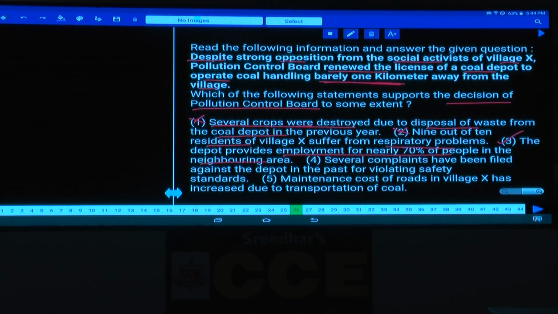Then fourth one, several complaints have been filed against the depot in the past for violating safety standards. They are not following safety standards. Again they have given the permission, it is a negative result, they cannot give like that. And fifth one, maintenance cost of roads in village X has increased due to transportation. Again maintenance of roads has increased because of this one, hence it is again a disadvantage, hence they cannot give this one. Only one advantage, and that is choice 3. And this could be the reason behind the Pollution Control Board giving a permission once again.